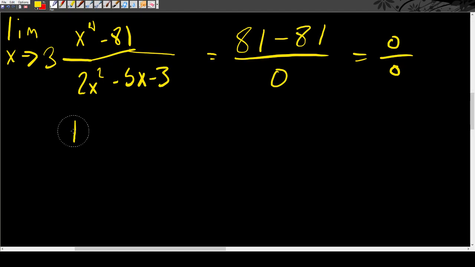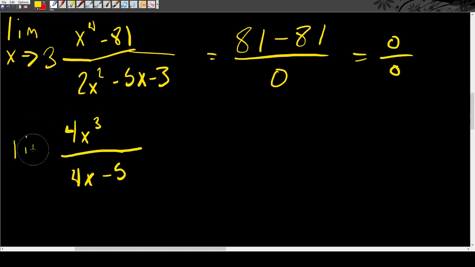You just take the derivative of top and bottom independently over 4x minus 5. You see I took the derivative of this portion, x to the fourth minus 81. 81 doesn't matter, so it's just 4x cubed using the power rule. This is 4x minus 5, obviously, and then you keep your limit, you bring it down. It doesn't change at all. Now you can plug it in.